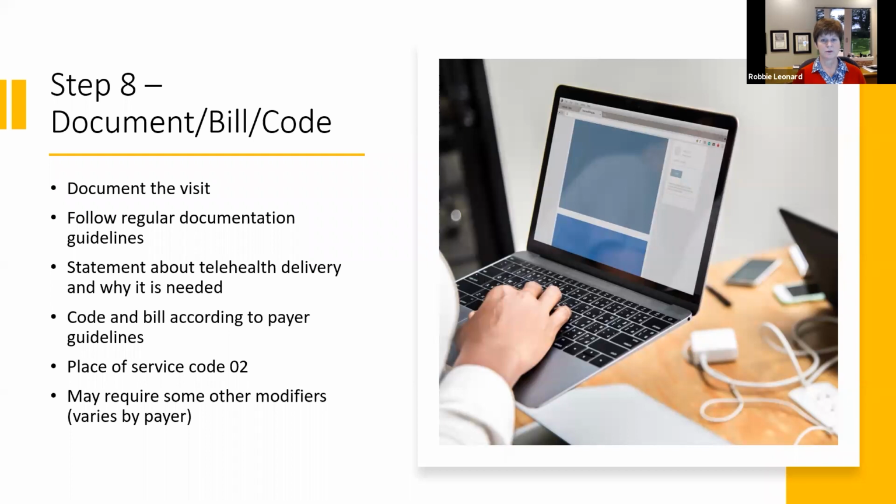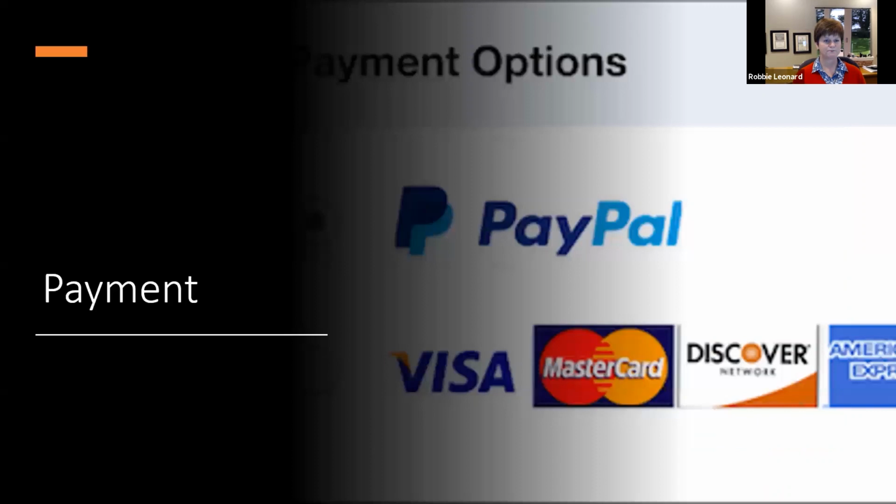Again, most of the time we're going to use place of service code 02, so you want to make sure that you know how to do that in your EMR systems. And again, some of your payers may require some additional modifiers, so you want to know what those are and how to put those into your system.